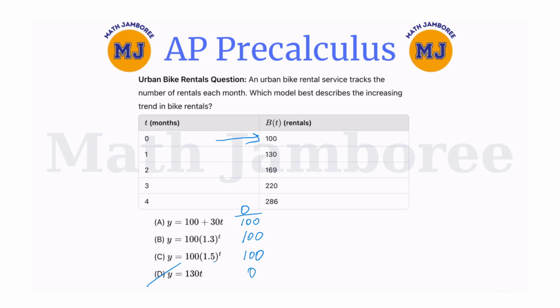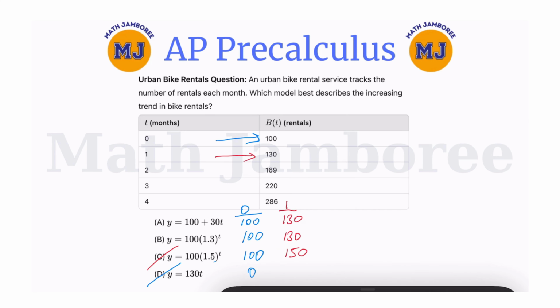Now we're going to substitute 1. When you substitute 1 for t, we're supposed to get 130. So 30 times 1 is 30, plus 100 is 130. And 1.3 to the power of 1 is 1.3, times 100 is 130. 1.5 to the power of 1 is 1.5, times 100 is 150, which is not 130. Therefore, I will go ahead and eliminate choice C as well.